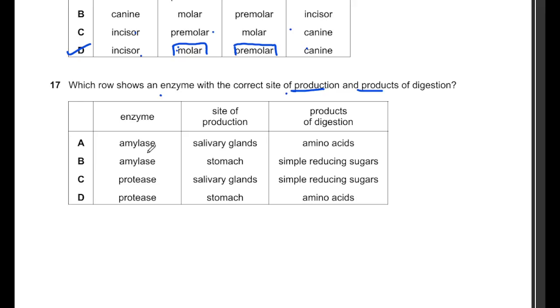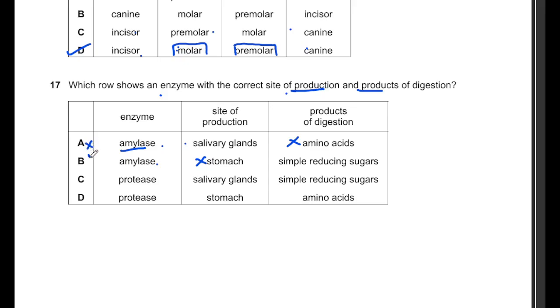Enzyme names: amylase and protease are there. Amylase works on starch, but amylase is not present in the stomach, so this is not correct. But amylase is present in the salivary glands, so saliva contains amylase. But does it work on amino acid? Amylase works on starch, so there is no amino acid involved. So this option is wrong.